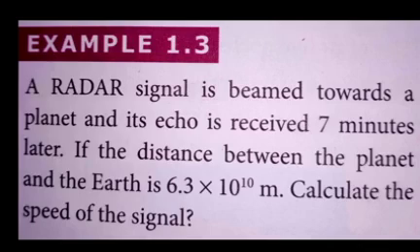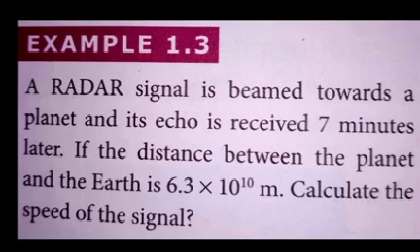Next, third problem, example 1.3. A radar signal is beamed towards a planet and its echo is received 7 minutes later. If the distance between the planet and the earth is 6.3 into 10 power 10 meter, calculate the speed of the signal. Students, see the question. A signal is sent from the earth. The distance between the earth and the planet is 6.3 into 10 power 10 meter, and the echo is received after 7 minutes. So what about the speed?